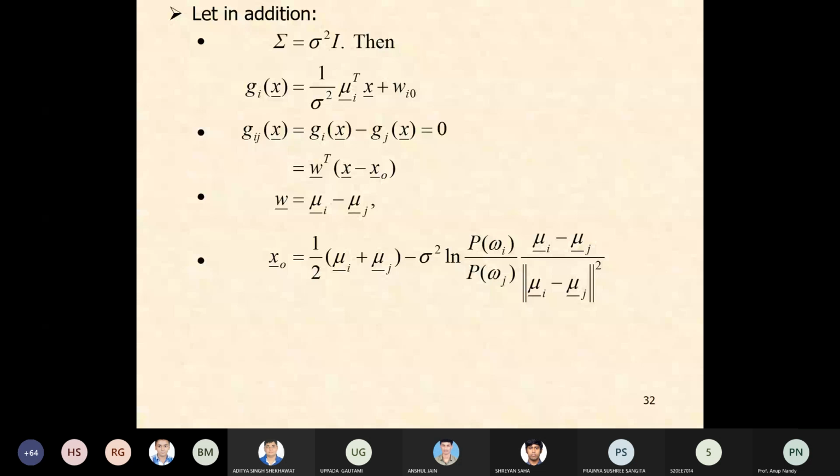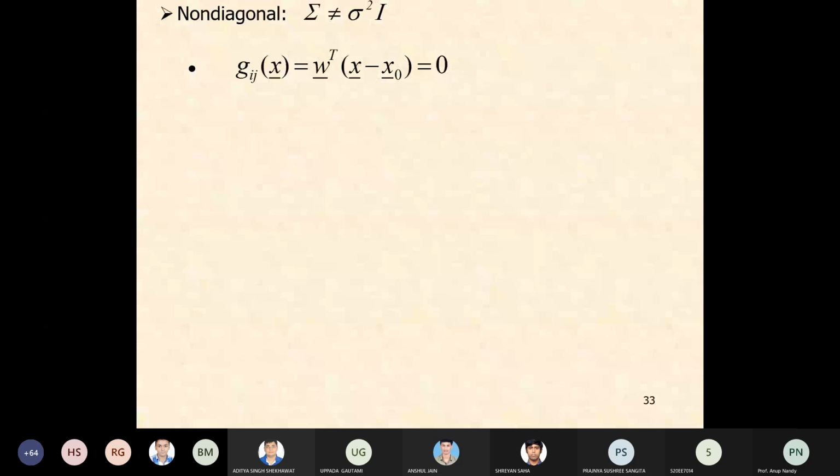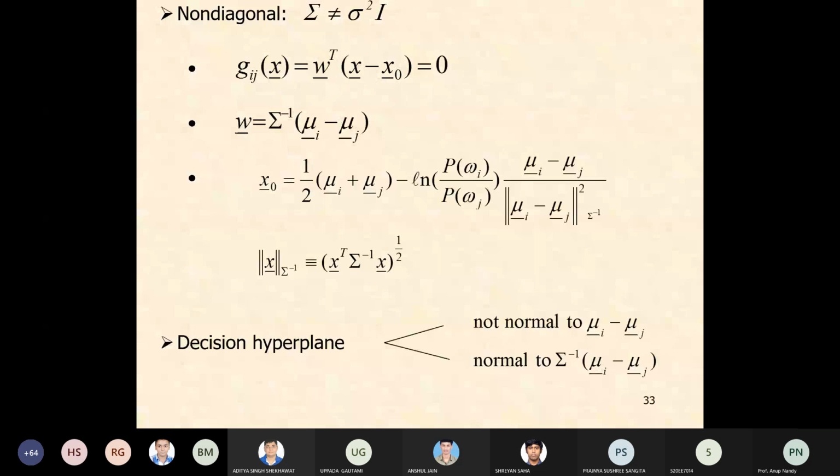There are two certain conditions. One is a normal distribution, another is non-normal distributions. If it is a normal distribution, then you will have this situation. If it is a non-normal distribution, you will have another situation. So we'll see all these things. What is this graph? If it is normal, then the decision hyperplane will be something like that. If it is not normal, the decision boundary is like that. This is under the condition sigma square into I.